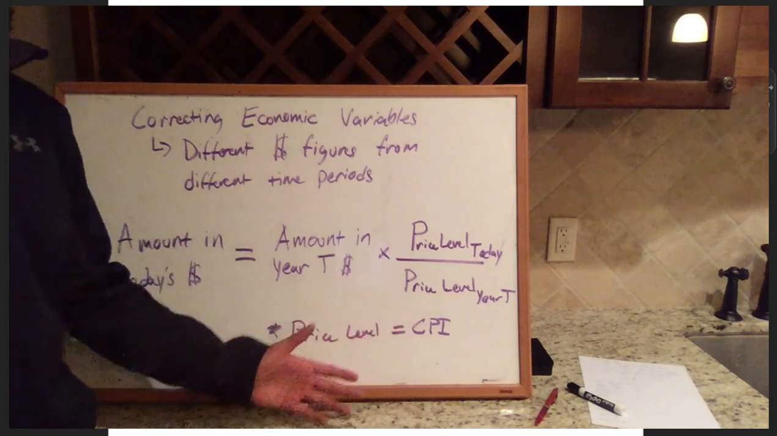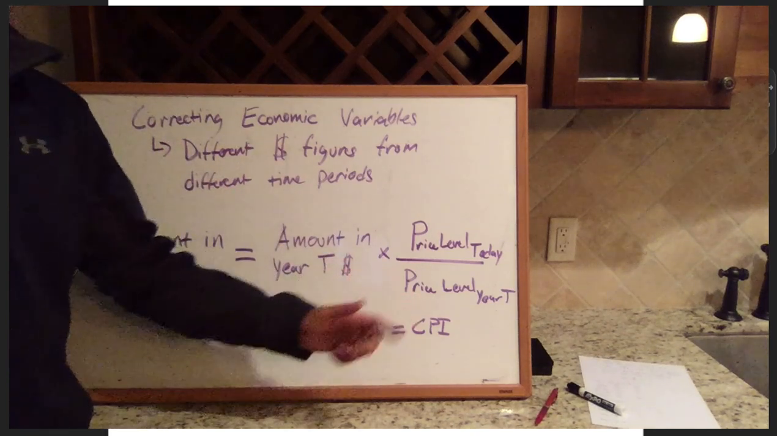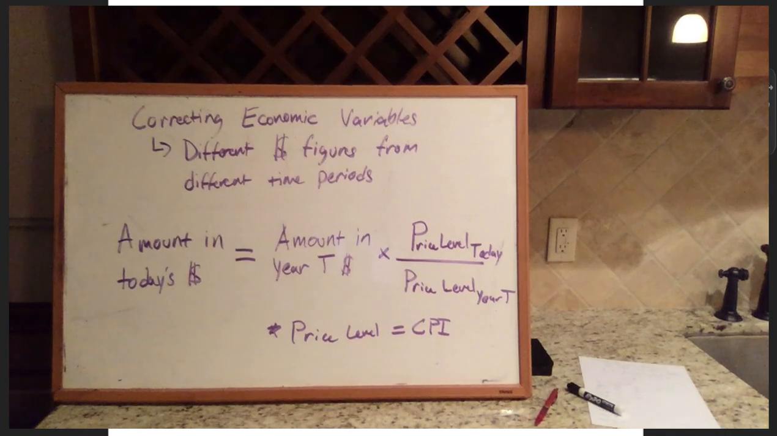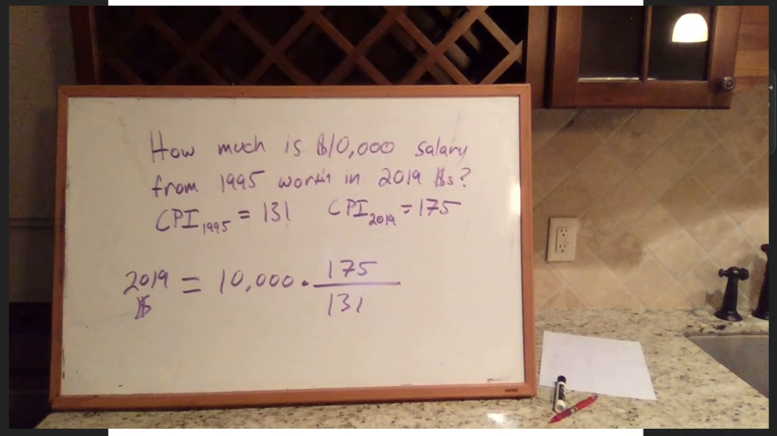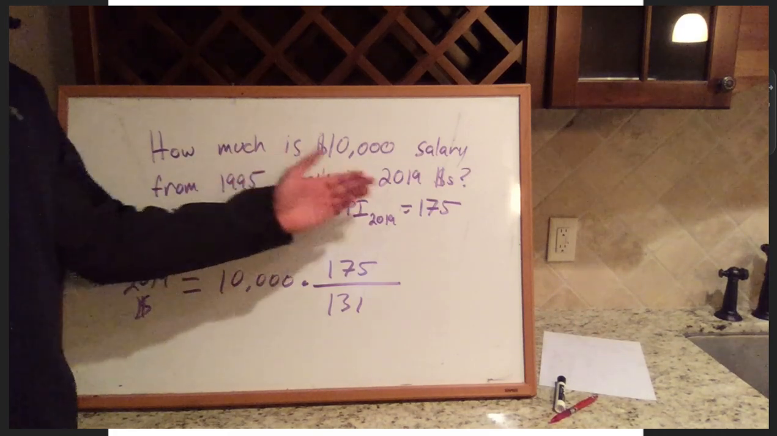So I'll always give you the CPI. The price level today is the year closest to you. Price level in year T is the year furthest away from you. So we'll do a practice problem next. All right, so here's our practice problem. How much is a $10,000 salary from 1995 worth in 2019 dollars?